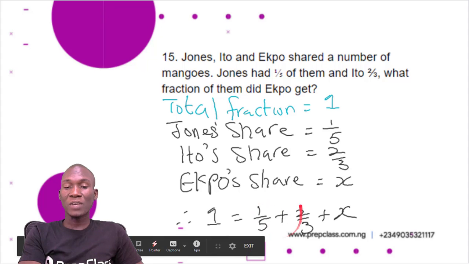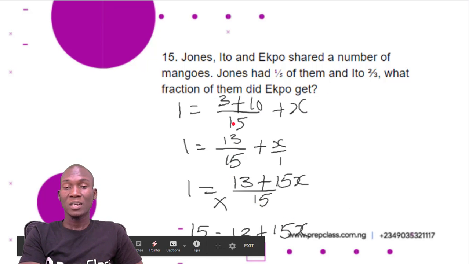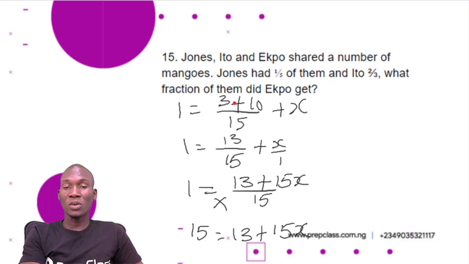We need to combine these fractions together, 1/5 plus 2/3. So we are going to do this by looking for the LCM of 5 and 3. And the LCM is 15. So if you check, how many 5 can we see in 15? That is 3. 3 times 1 is 3. Plus, how many 3 can we see in 15? 5. 5 times 2 is 10. So we have 3 plus 10 over 15 plus X. So we have 1 equals 3 plus 10, that is 13/15 plus X.